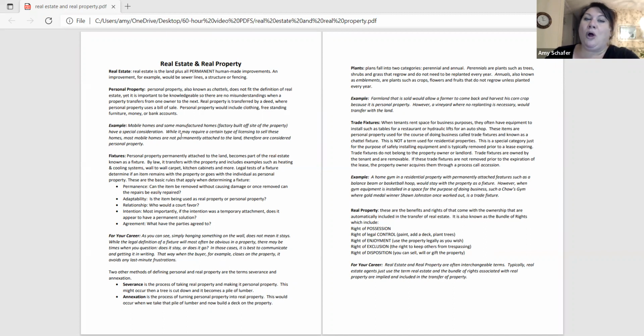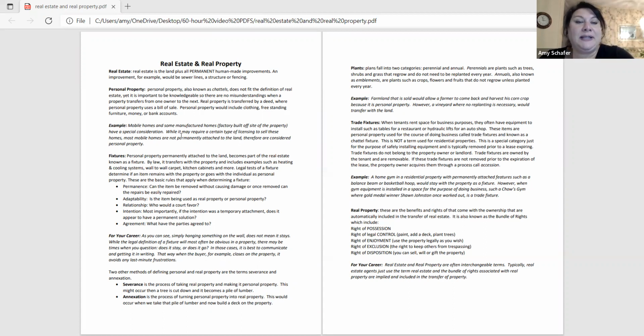Okay, wall-to-wall carpet is another great one. All of your fixtures, outlets, curtain rods, but not the curtain. Blinds are another good one. Those are permanently attached with the intention of being part of the property.